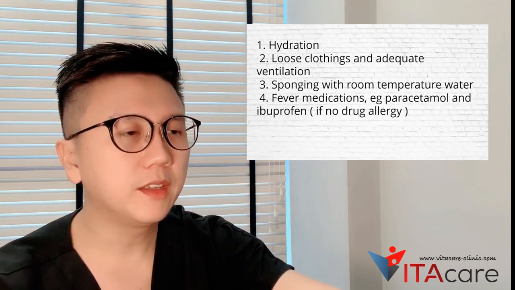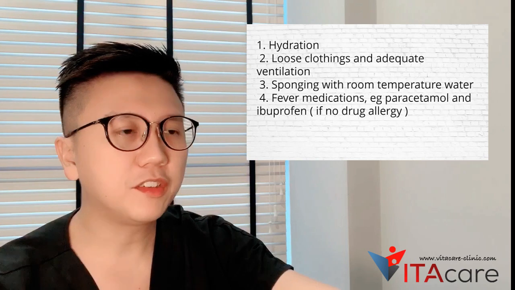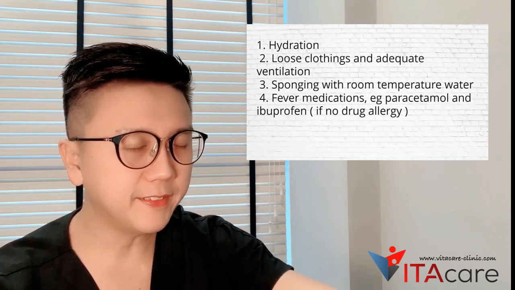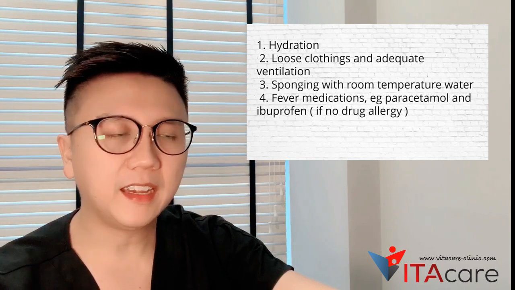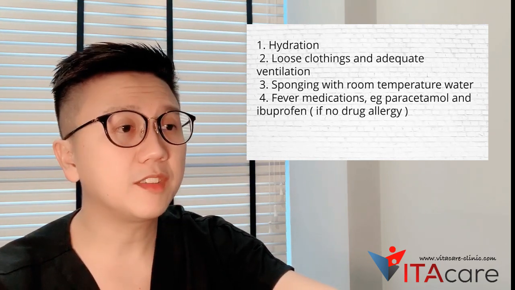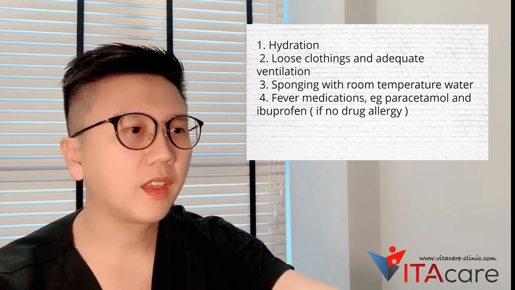Adequate ventilation. What are the ventilations that you can turn on? 1, of course, the fan. Okay. Secondly, you can turn on the aircon. Keep it at about 25 to 27 degrees Celsius, not too cold.